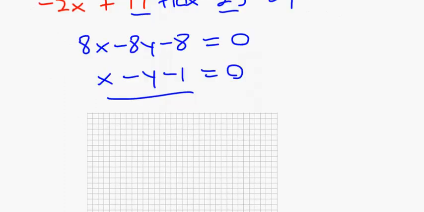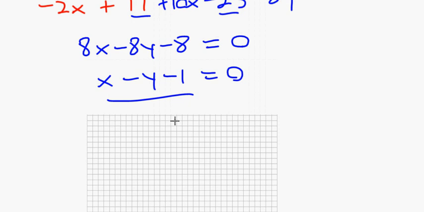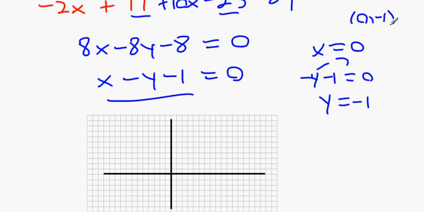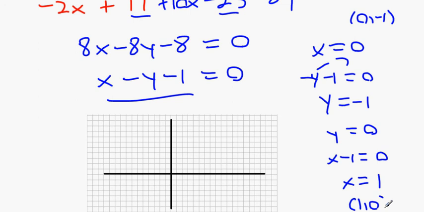So what we might do here is just find 2 points on this line. So what we could say is when x equals 0, we're going to get minus y minus 1 equals 0. And then bring over the y and we get y equals minus 1. So that's 0, minus 1 is 1 point. And then the other point is when y equals 0, we're going to get x minus 1 equals 0 and x equals 1. So there's 2 points, (1, 0) and (0, minus 1).